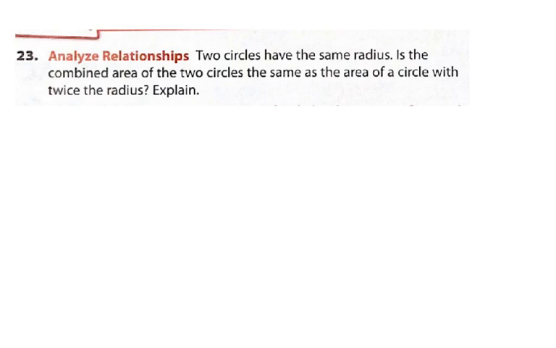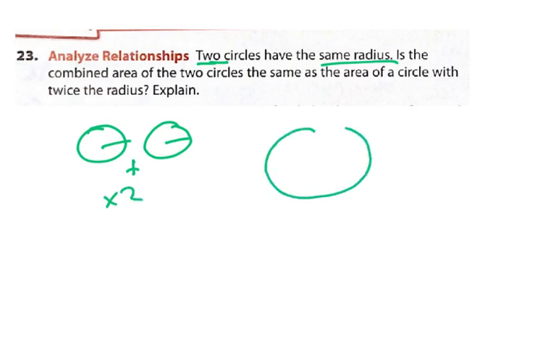Here we have one that says 2 circles have the same radius. Is the combined area of the 2 circles the same as the area of a circle with twice the radius? Well, I know that's a lot of confusing words in one problem, so let's talk about what it was actually asking. So 2 circles, and they have the same radius, okay? So I have a circle here, they both have the same radius, okay? They want to know if the combined area, so that means I would add it, right, is the same as, or multiplied by 2, is the same as the area of a circle with twice the radius. So you're talking about a bigger circle, right? So let's talk about that.